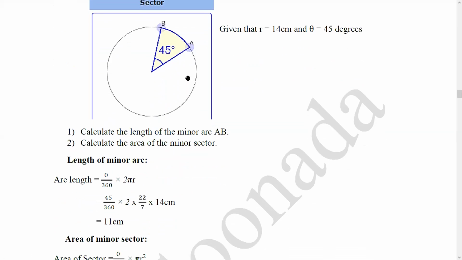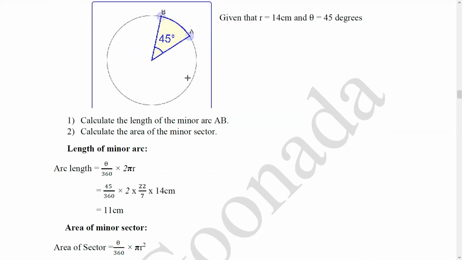Let's look at the area of the minor sector now. I'll give you all some time to do this one for me.